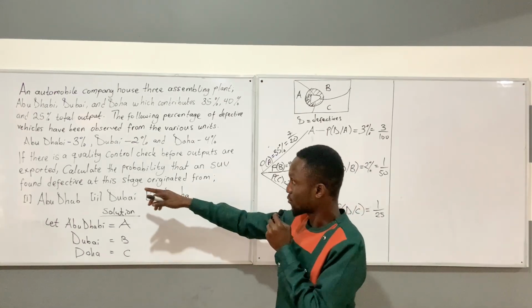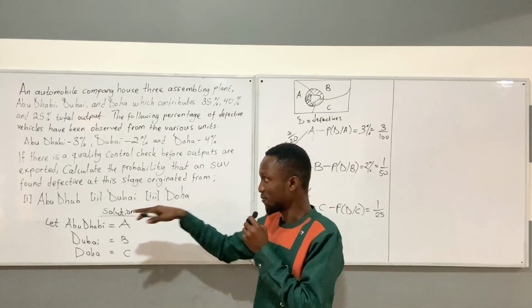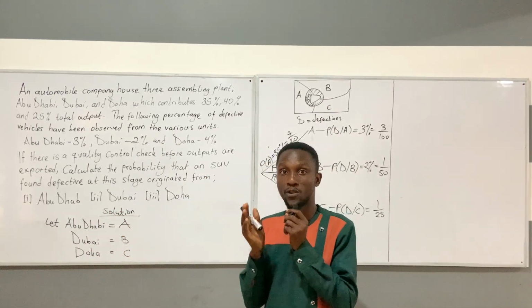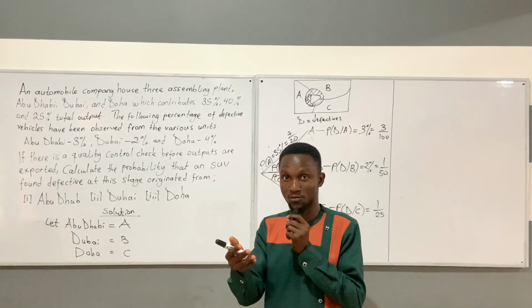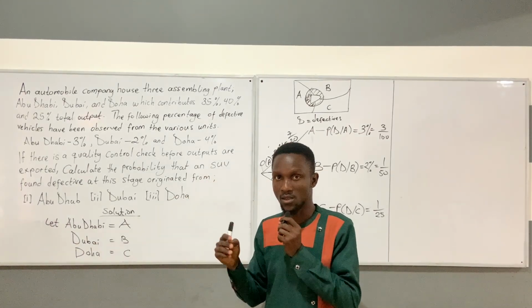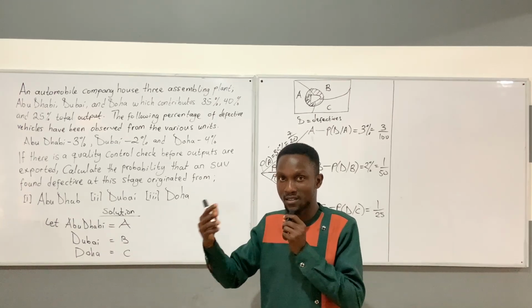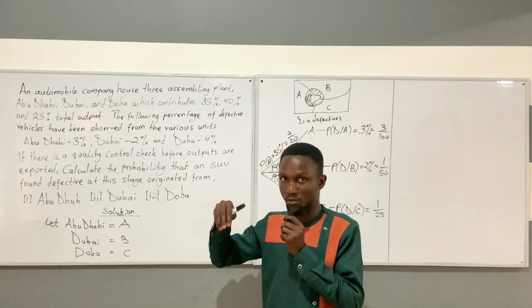The question said calculate the probability that an SUV found defective originated from any of these three plants. Now, because we have three plants, we know that plant A generated a certain amount of defective, B and then C. But we want to find their probability and know which one of them generated the highest defective. Okay, and that plant will be the one we are looking for.